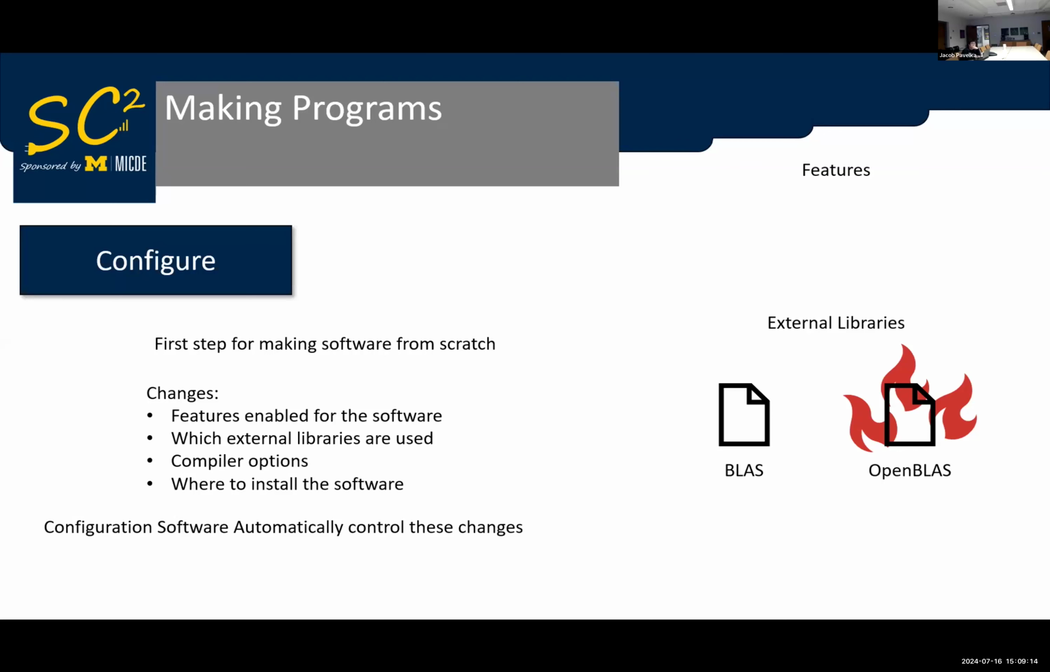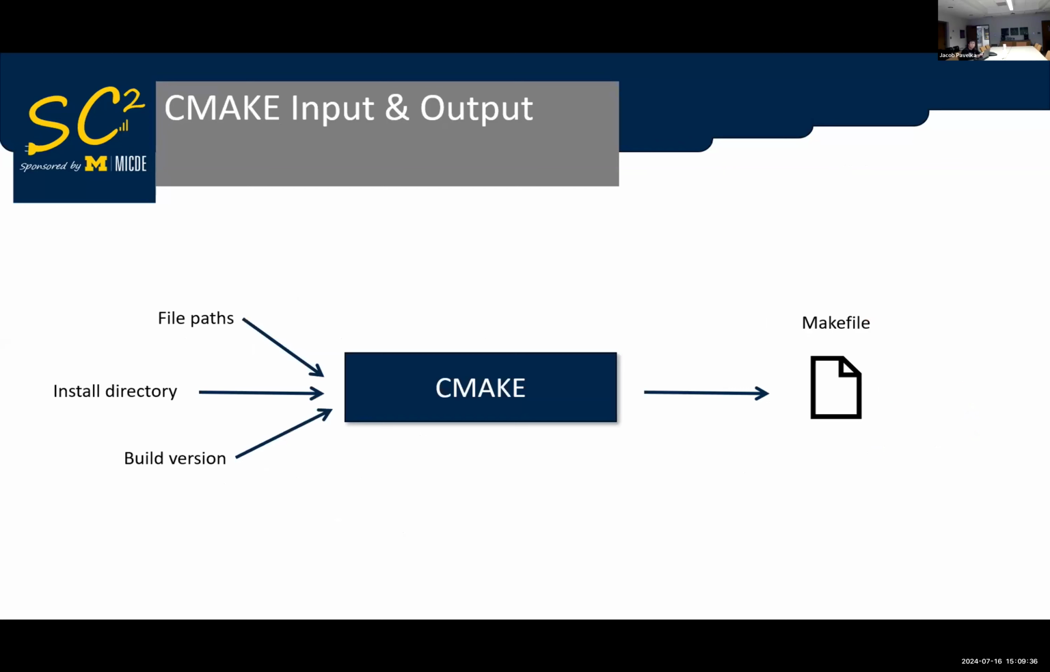And so one thing you do with configuring is say, I want to use OpenBLAS instead of BLAS. And then you can also change compiler options and say where the software is going to be installed once the whole compiling process is complete. So the configuration software is going to control these, and that's what we want. What you would give as an input to CMake is file paths, so if you have a certain library in a location, you give it the file path for that. And then also what build version of your software you're going to do.